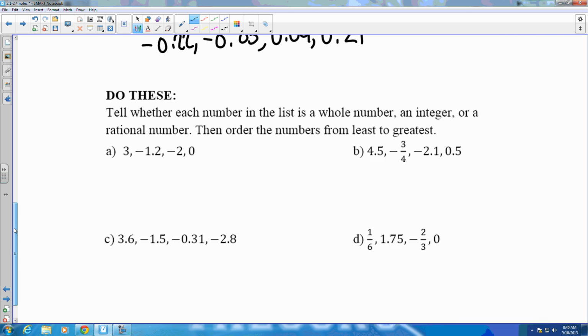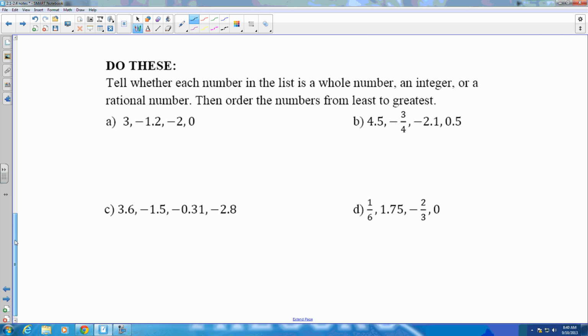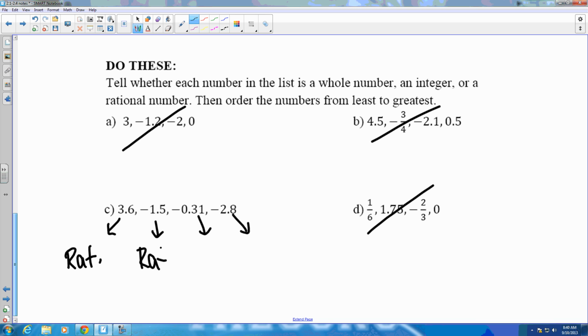We're actually just going to do one of these. We're going to pick C. Okay, so is 3.6 a whole number? We're just trying to determine what each one of these numbers is. 3.6 is not a whole number, nor is it an integer, but it is a rational number. Same thing with negative 1.5. It's not a whole number, it's not an integer, but it is rational. Same thing with negative 0.31, and same thing with negative 2.8.